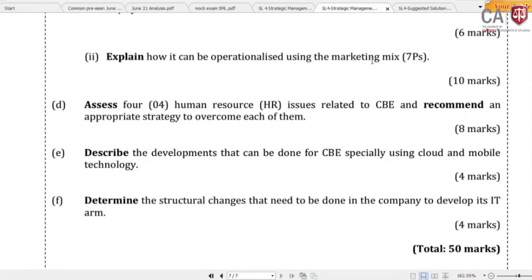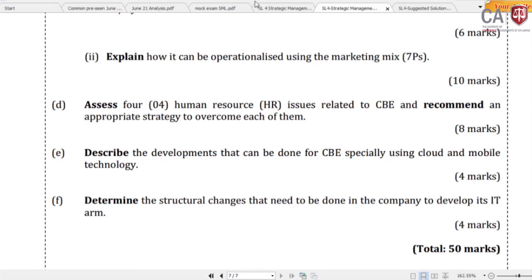Shall we move to the final part of the questions? Determine the structural change needed to be done in the company to develop its IT arm, right. So what do you think about that one? Do we want to do any structural changes that need to be done in the company to develop its IT arm? No need to do any changes. What do you think?